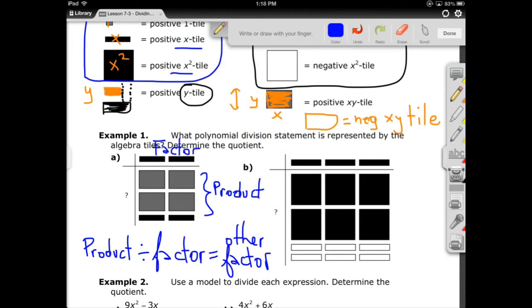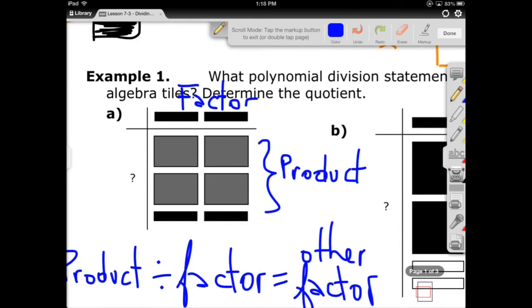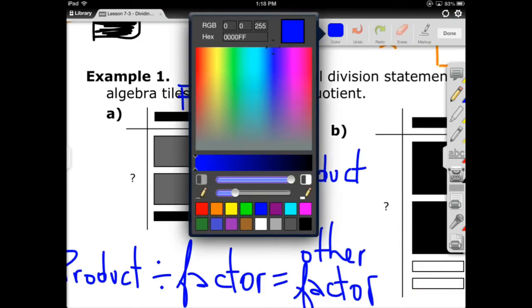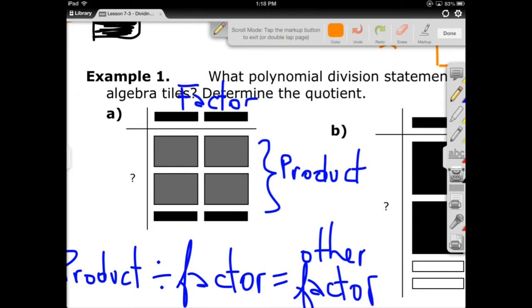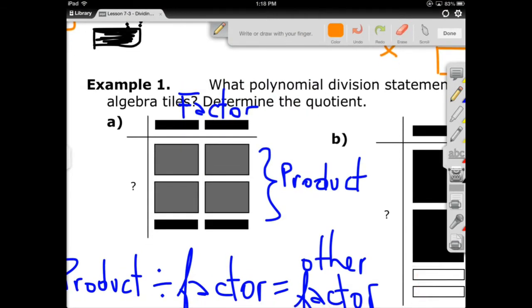So what's the other factor? The really neat thing about algebra tiles, to answer that question, is what shape would fit in on this side that would make this possible. I'll go to orange here because I'm going to need it. In order to get this xy, we've got 4 of them.